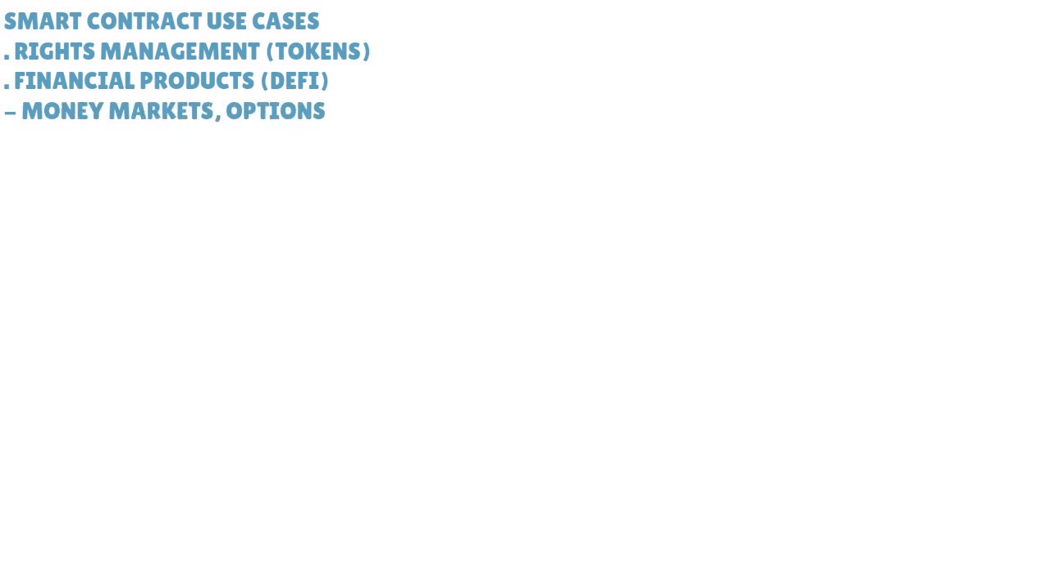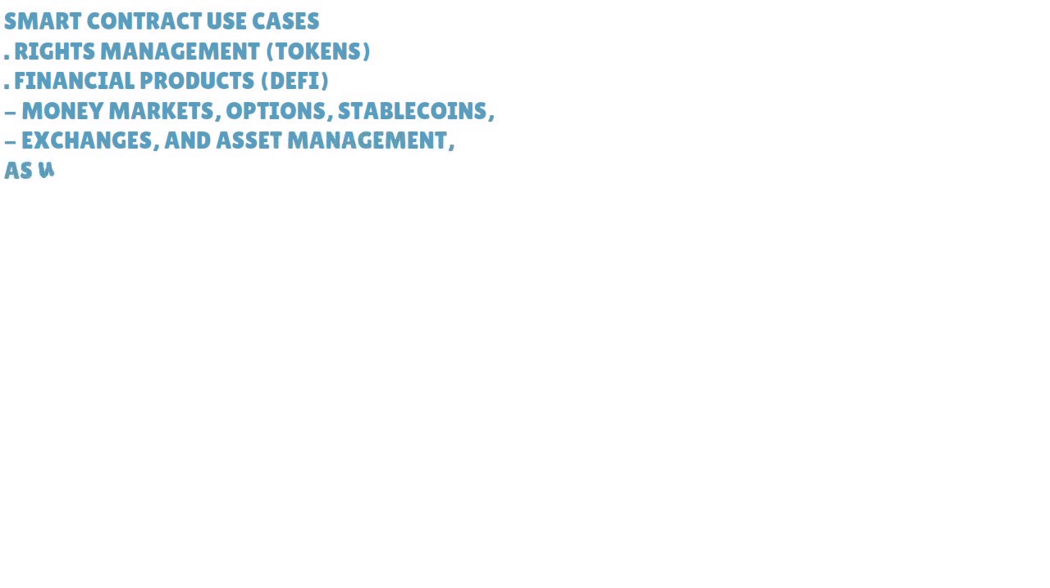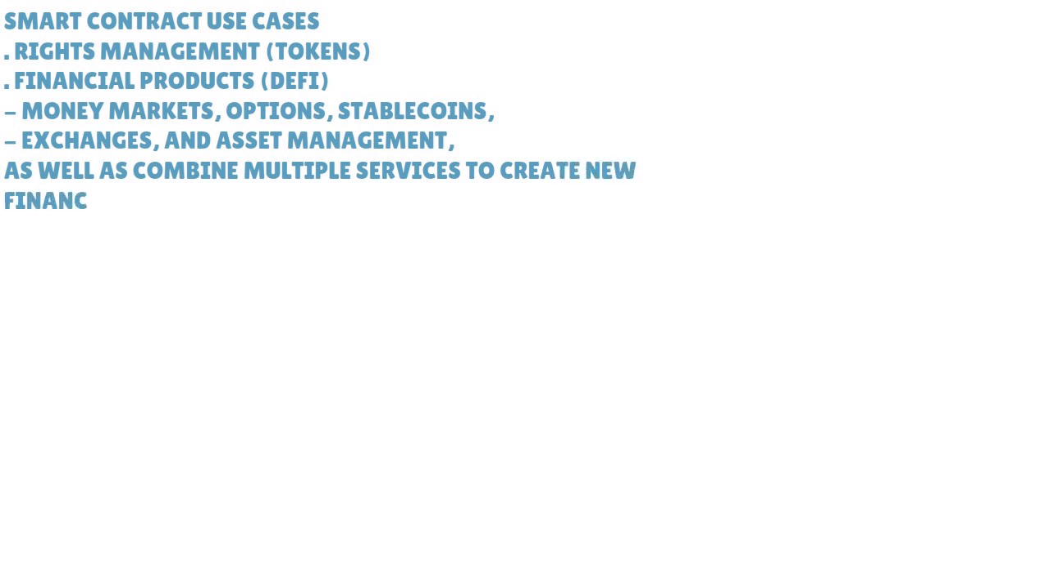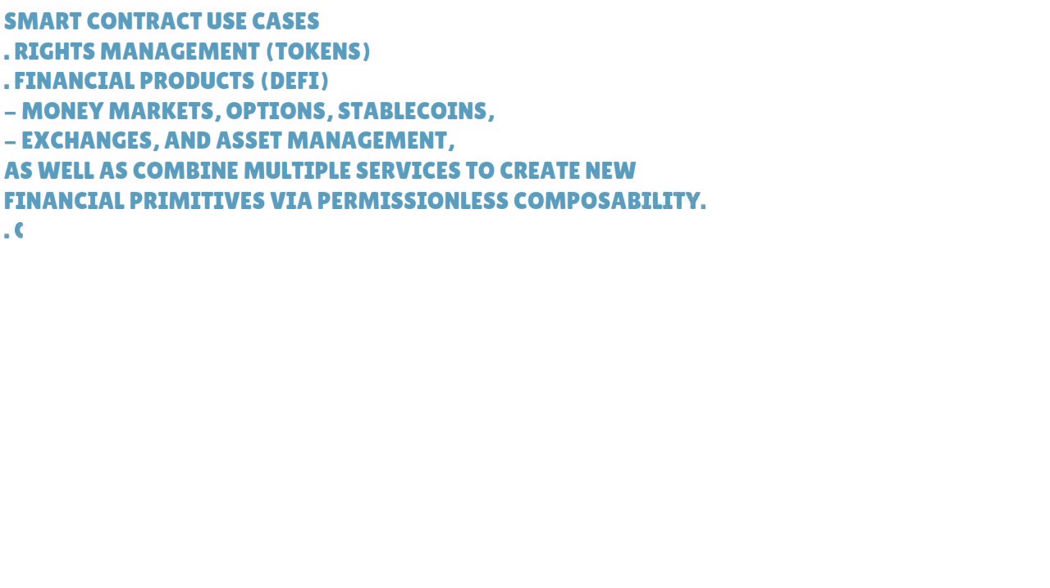DeFi consists of applications that use smart contracts to recreate traditional financial products and services such as money markets, options, stablecoins, exchanges, and asset management, as well as combine multiple services to create new financial primitives via what they call permissionless composability. I'll explain that later on if you have a question, but it would take too long to explain it here. Okay. You also have gaming and NFT. This is another area where you see Chainlink and blockchain being very preeminent, if you will. Gaming and NFT.